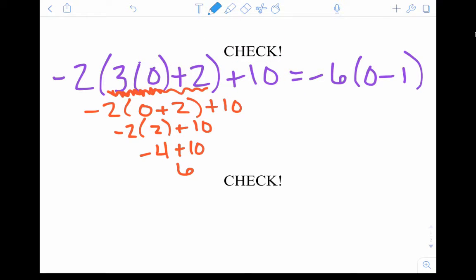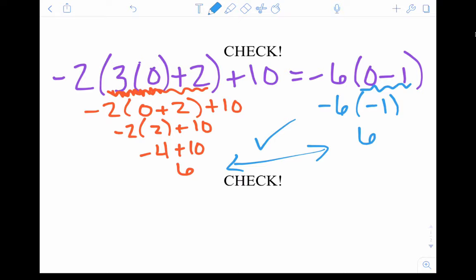Now going over and working on the right side of this equation, I need to work in the parentheses first. 0 minus 1 is negative 1. And now I just have multiplication left. Negative 6 times negative 1 is a positive 6. So those two are equal, which means that for 0, this works.